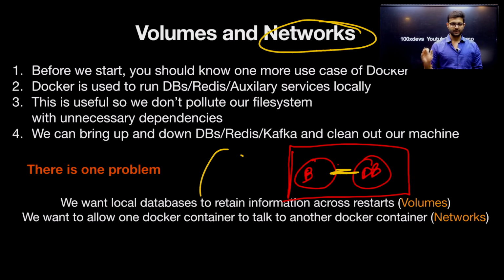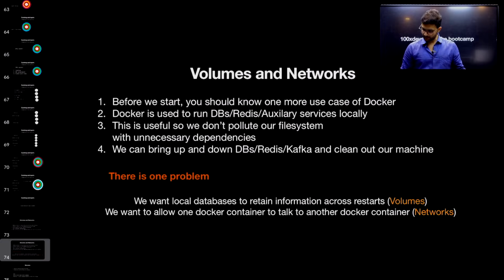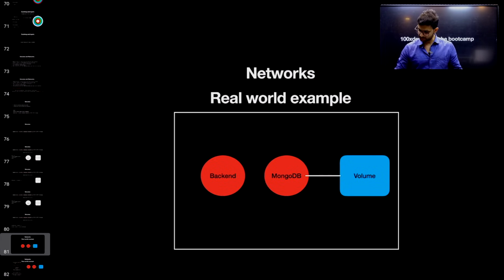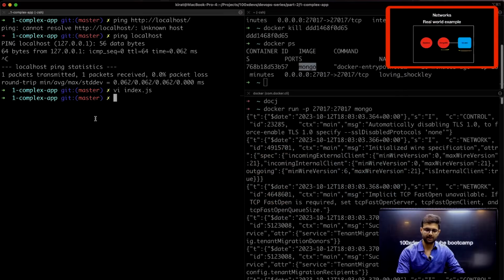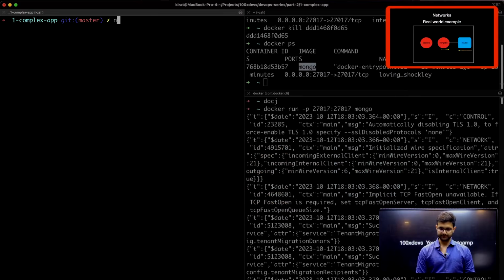Cool. Time to pause here. What have we learned? After learning volumes, we reach this new section called networks. What did I say? I said, bro, MongoDB now has a volume. I showed to you guys, okay, let me run node index.js here.